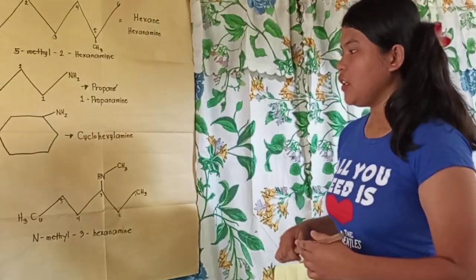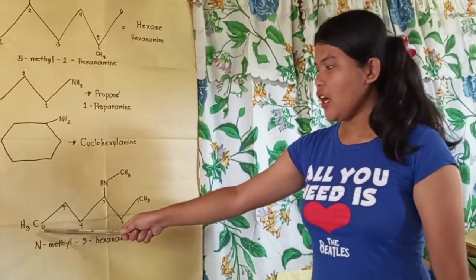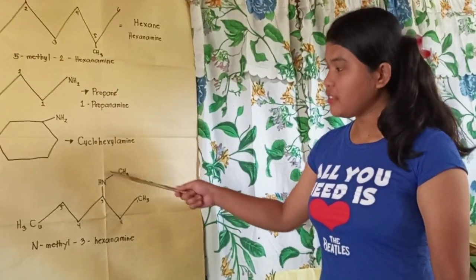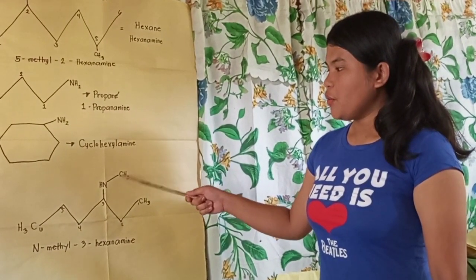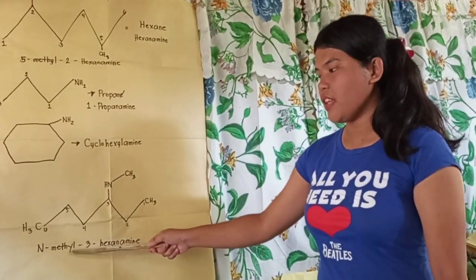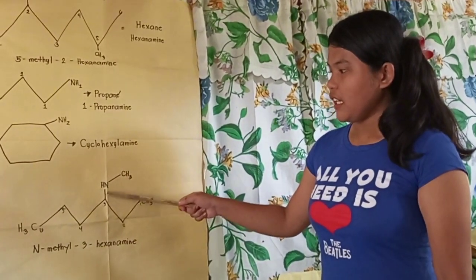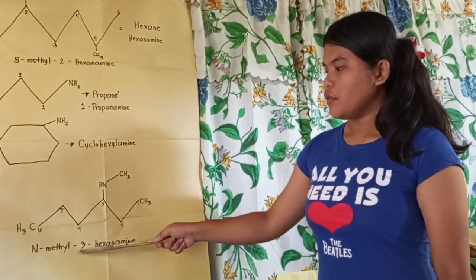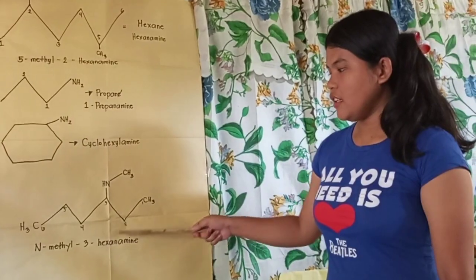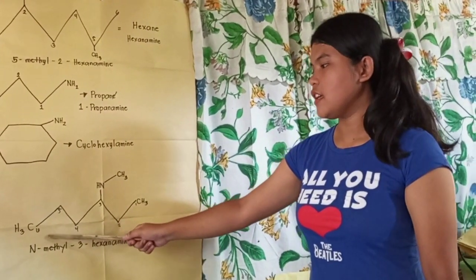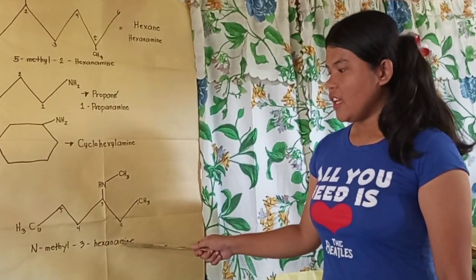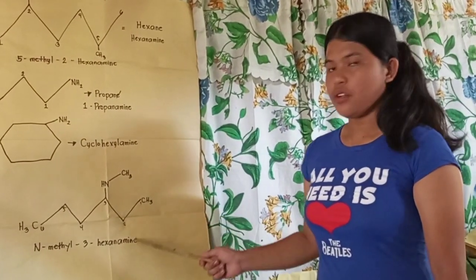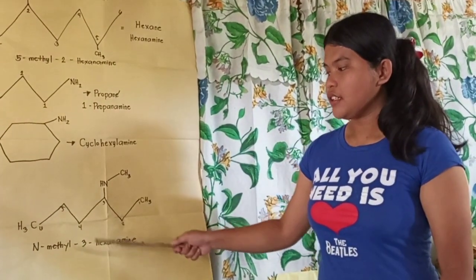Example number 4: we have an amine and a 6 longest chain. Since the amine is bonded to a methyl, we name it N-methyl. And since the amine is bonded to the third carbon, that's why we have 3. Then since it is a 6 longest chain, hexane, we eliminate the E and add amine, which results in N-methyl-3-hexanamine.